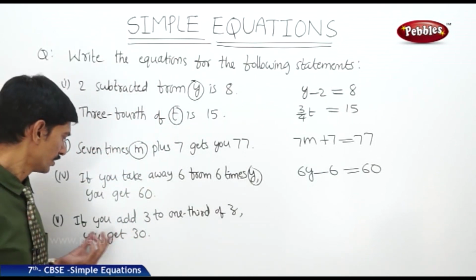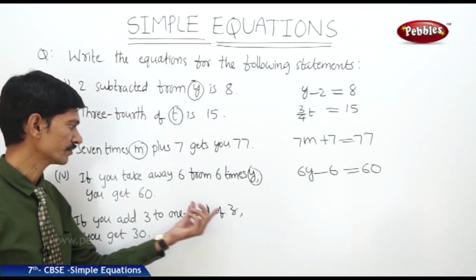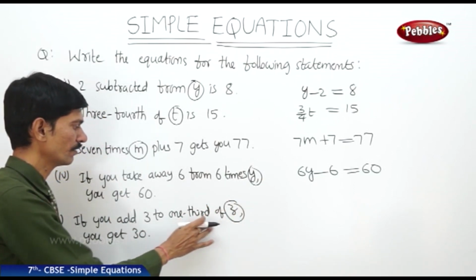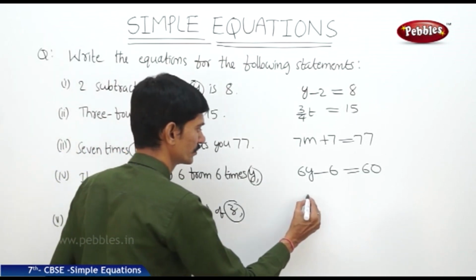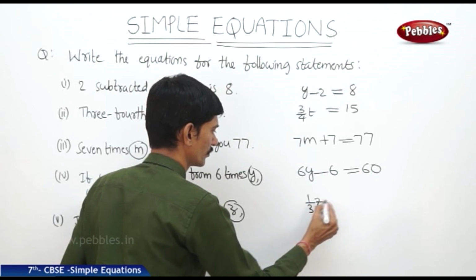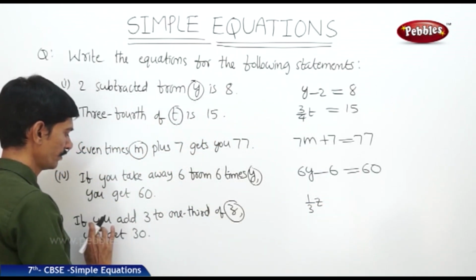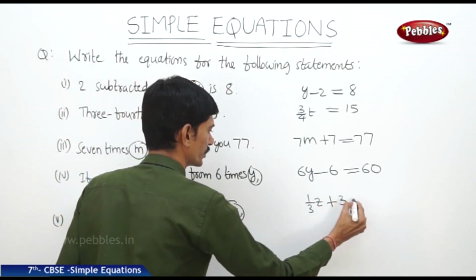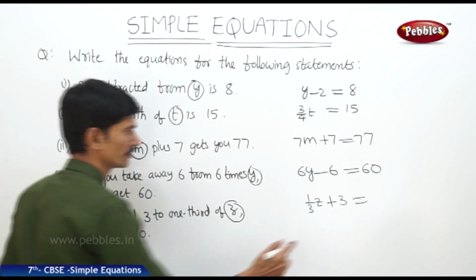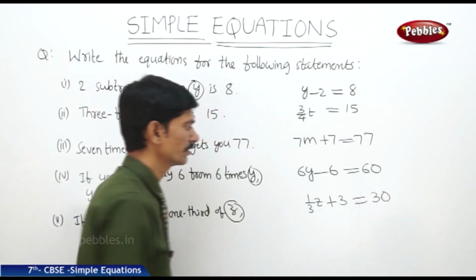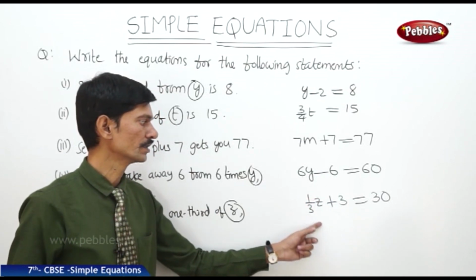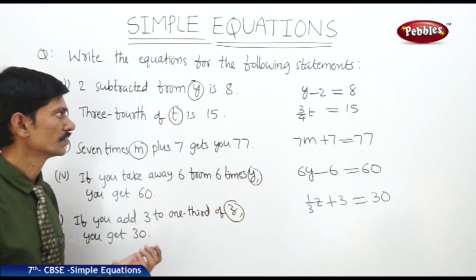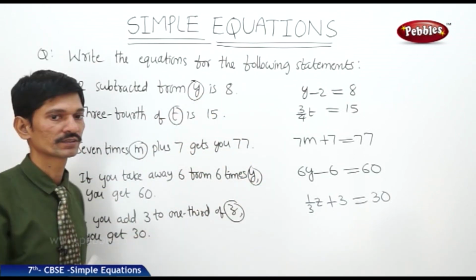Next equation, if you add 3 to 1/3 of z, you get 30. So the variable is z here. Now 1/3 of z means 1/3 z. If you add 3 to 1/3 of z means plus 3. So then you get 30. So this equals 30. Means 3 is added to 1/3 of z to get 30. So these are the equations when the statements are given.